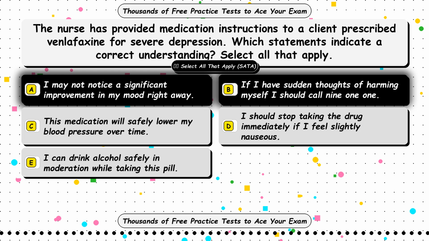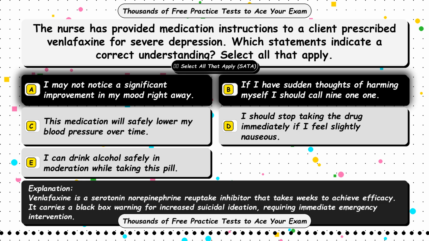The correct answers are options A and B. I may not notice a significant improvement in my mood right away. If I have sudden thoughts of harming myself, I should call 911. Venlafaxine is a serotonin norepinephrine reuptake inhibitor that takes weeks to achieve efficacy. It carries a black box warning for increased suicidal ideation, requiring immediate emergency intervention.